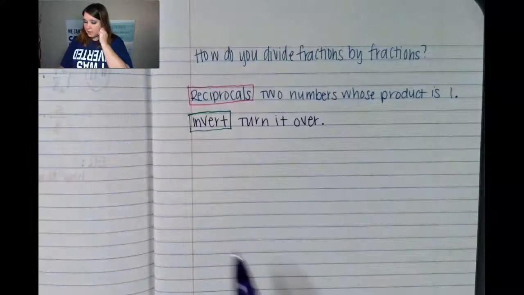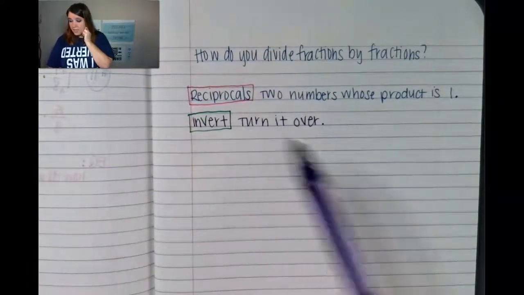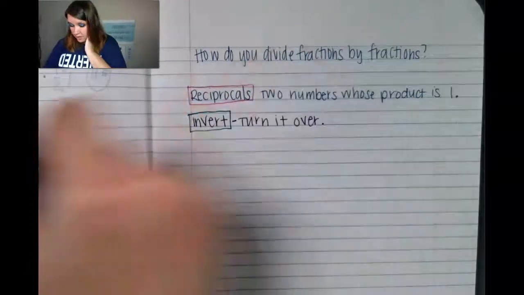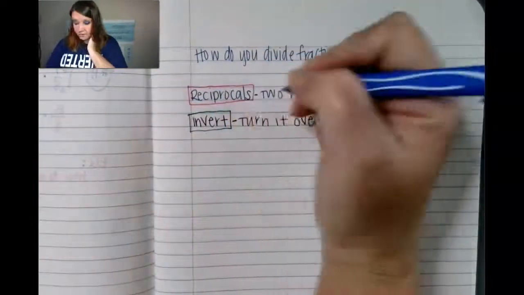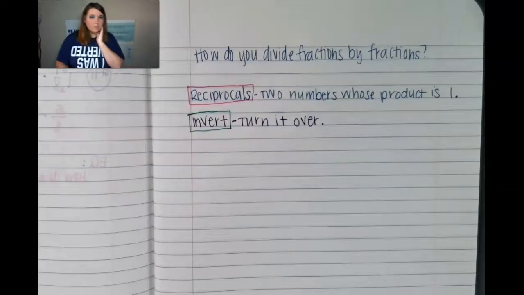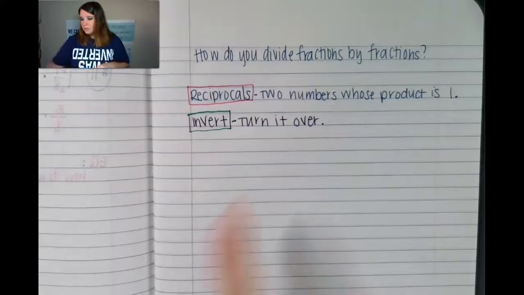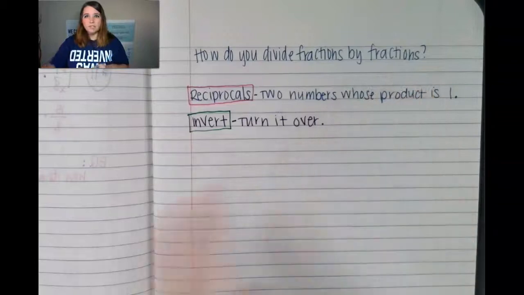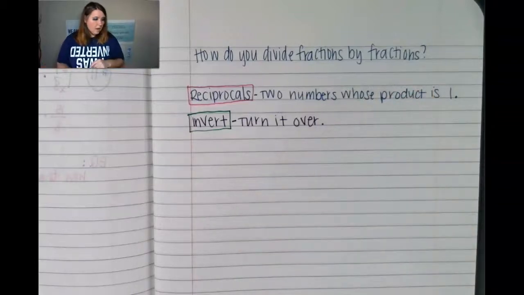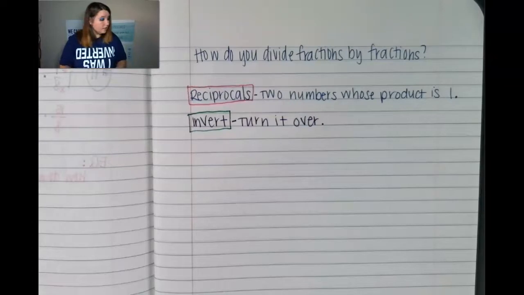All right, so we have the words reciprocals, and then we also have the word invert. We have two vocabulary words right now that we're going to be looking at. Invert, turn it over, and reciprocals, two numbers whose product is 1. So Miss Englander, what does this have to do with dividing fractions by fractions? This is where the whole idea of what you learned in 5th grade is going to have some meaning behind it.